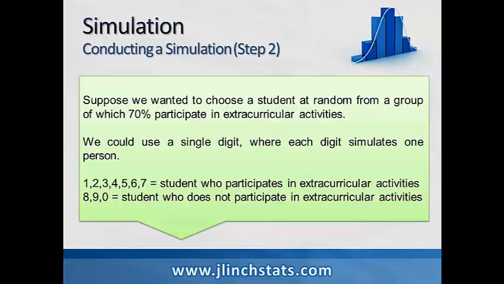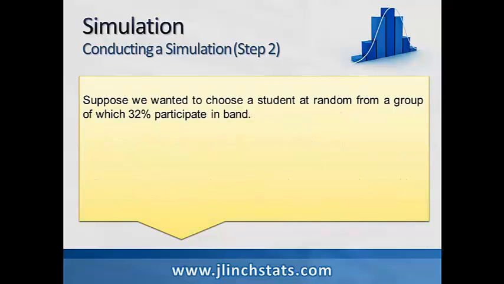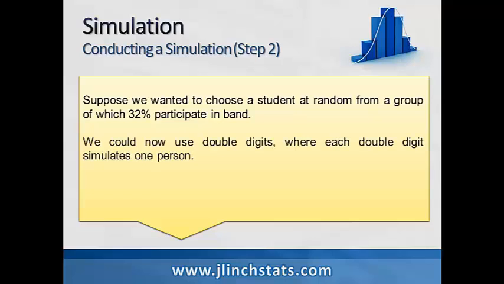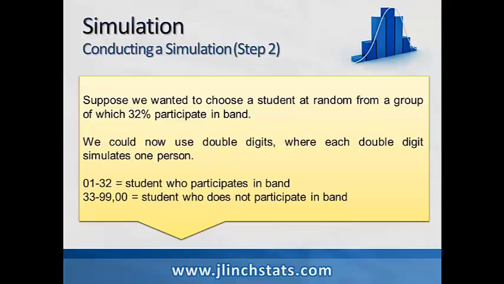So according to the percentage that participate, 70%, we can make a number assignment to those students who participate in extracurricular activities, and then the remaining numbers are going to be assigned to the students who do not participate in extracurricular activities. Here's another example. Suppose we wanted to choose a student at random from a group of which 32% participate in band. Now here we're going to have to use double digits. And we're going to let each double digit simulate 1 particular person. Perhaps the double digits 01 up to 32 represent students who participate in band. The remaining double digits 33 through 99 and 00 would represent students who do not participate in band.